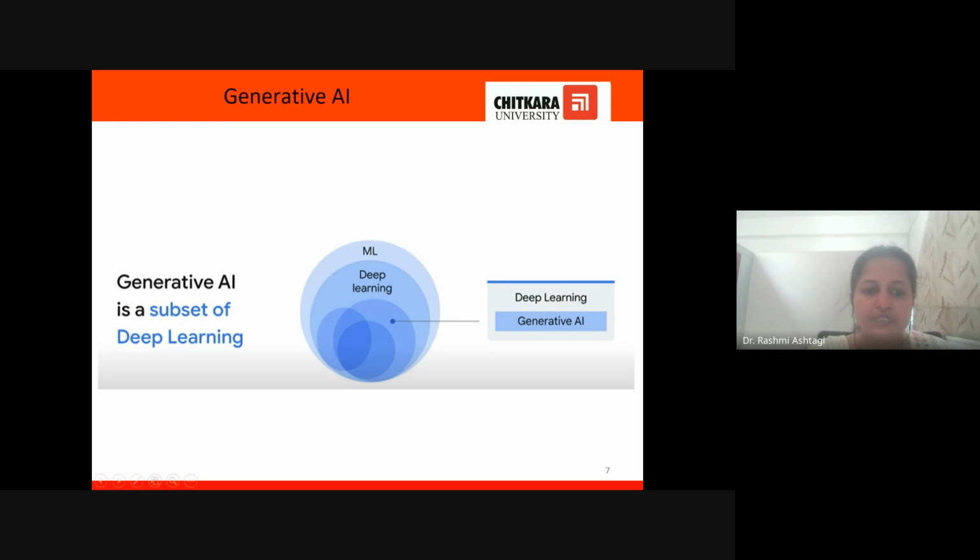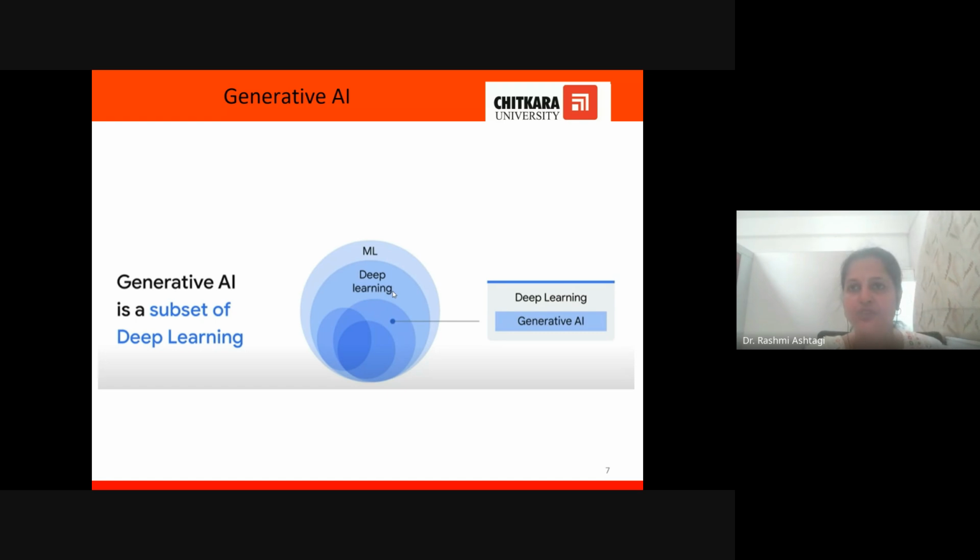Generative AI is a subset of deep learning. First of all, I need to tell you about deep learning. Deep learning is a neural network, which comes in as a subset of machine learning. And deep learning not only gives you the decision, it will also be able to solve complex areas.